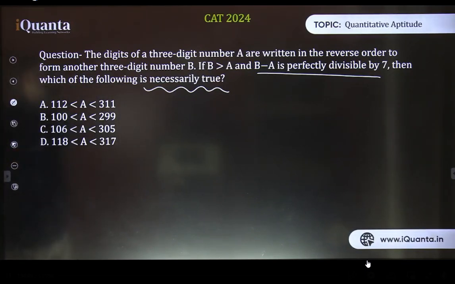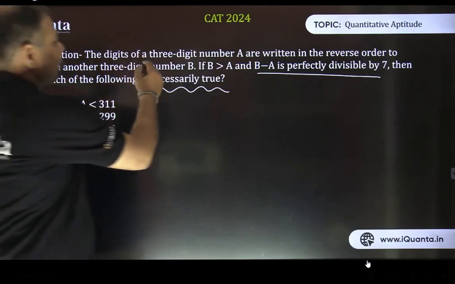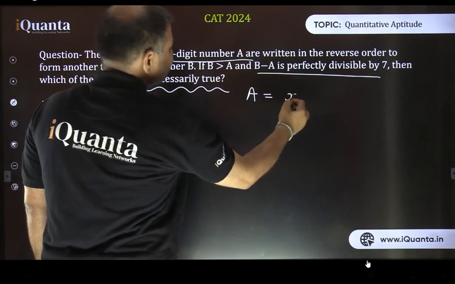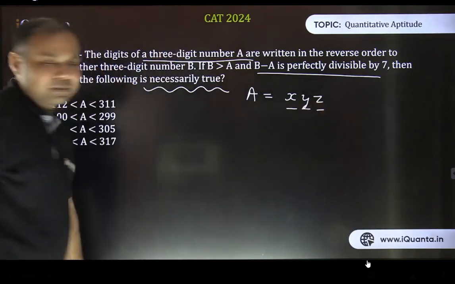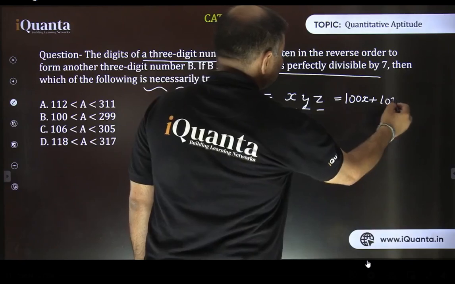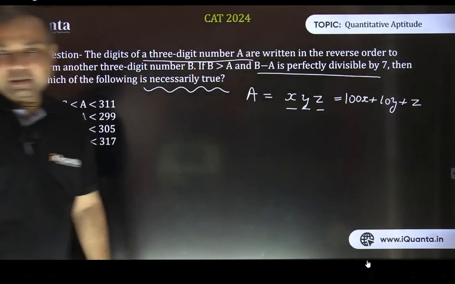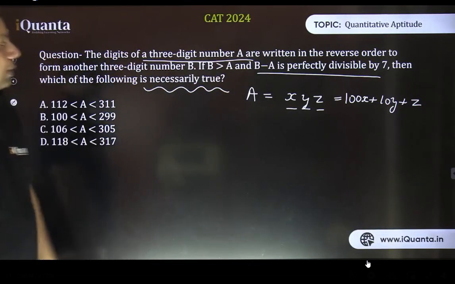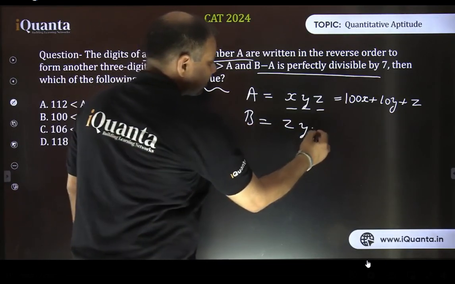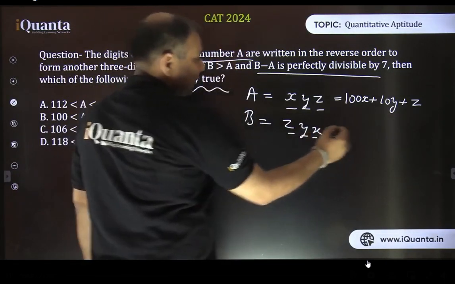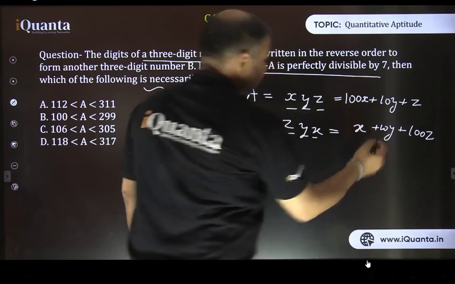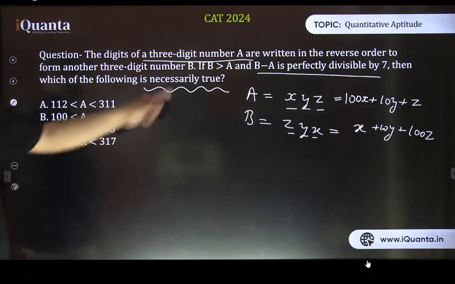Okay, let's try to solve. It is a three-digit number. Digits of a three-digit number A are written in the reverse order. So let's assume A equals XYZ. This is a three-digit number. So it becomes equal to 100X plus 10Y plus Z. I just expanded it according to place value. Now it is reversed to form another three-digit number B. That means B is ZYX, which when expanded will look like 100Z plus 10Y plus X. Right? And B is more than A.